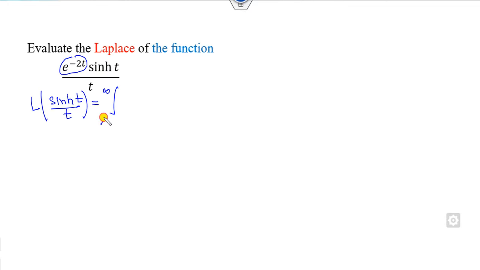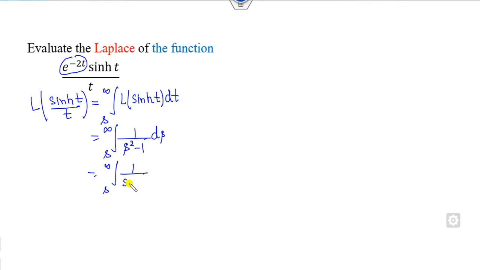So that will be the integral from s to infinity of the Laplace of sine hyperbolic t. What is the Laplace of sine hyperbolic t? It is 1 over s square minus 1. So how can you do that? I can use the partial fraction. So (s plus 1)(s minus 1). What is the partial fraction of this? S plus 1 and s minus 1. It is ds. So it is a half, it is minus half.